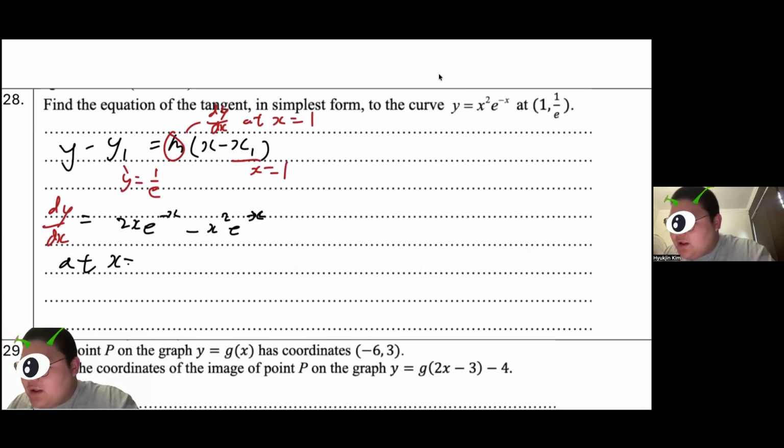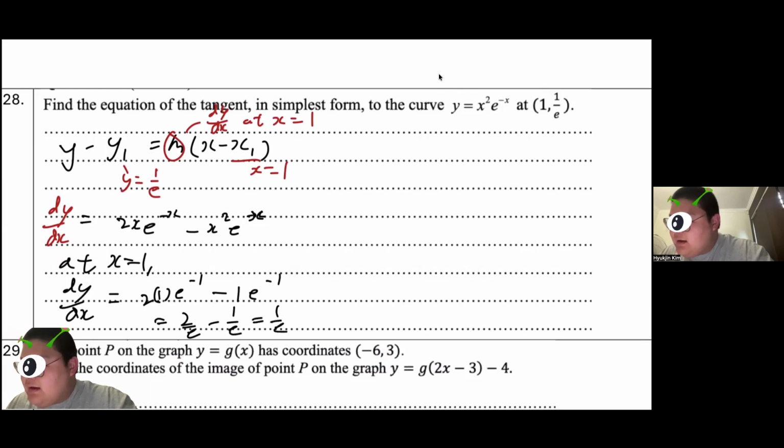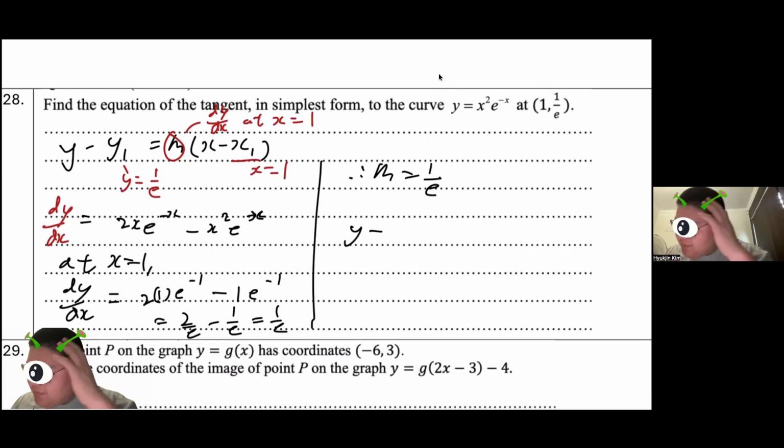At x equals 1, dy/dx equals 2 times 1 times e^(-1) minus 1 times e^(-1), which is just 2 over e minus 1 over e, which is just 1 over e. Nice. Therefore, the gradient is 1 over e. You just chuck it into your formula.